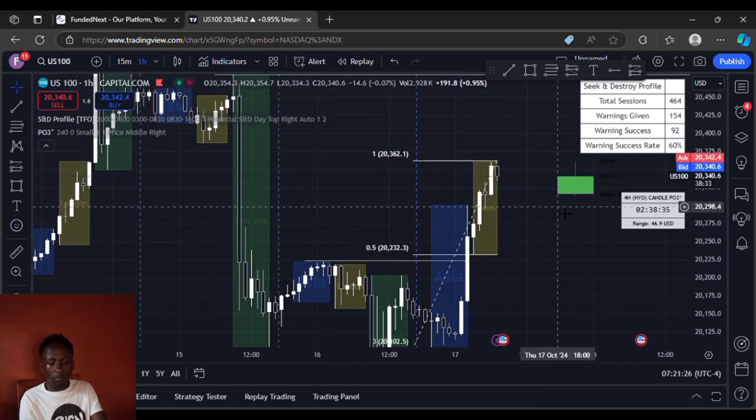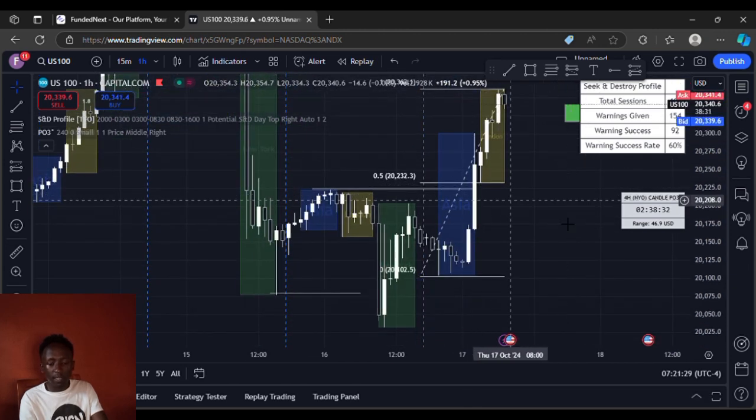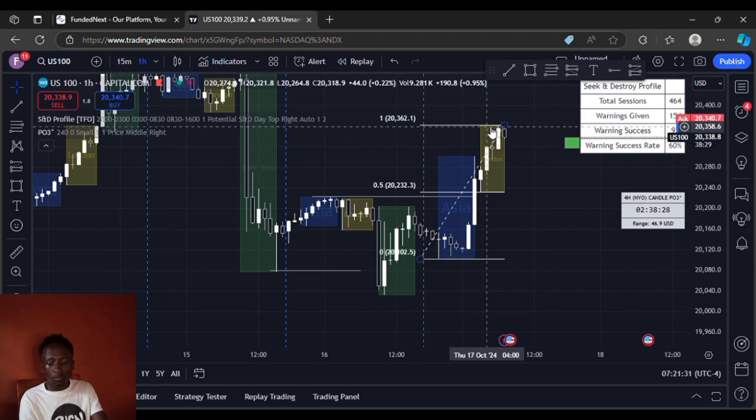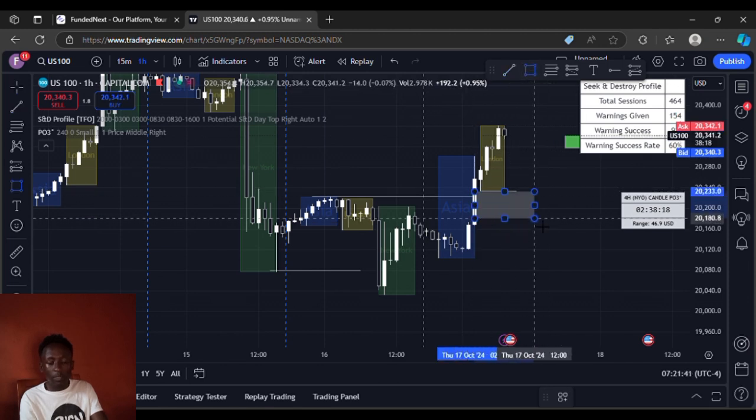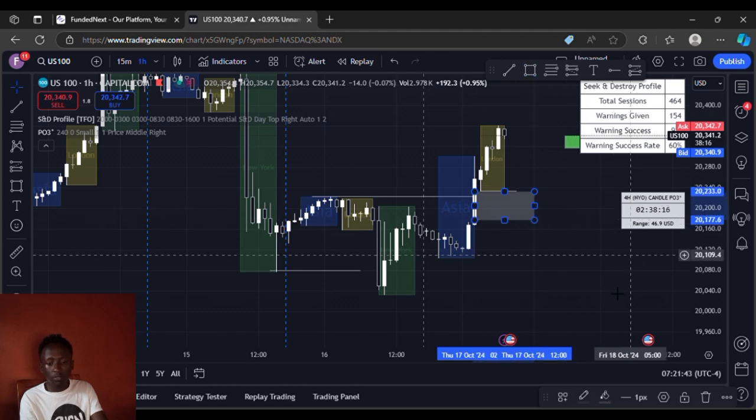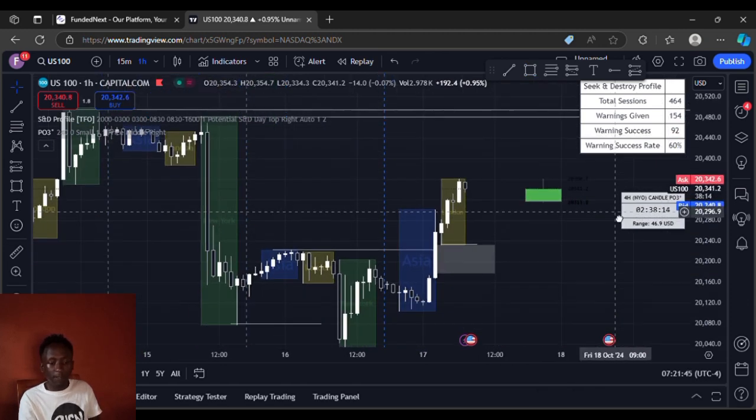Yes, I would like price to come back to equilibrium, which is at the London low, and also take out this London low while filling this higher time frame imbalance. This is where I'll be looking for an entry. I'll wait for retracement, internal manipulation before targeting upwards.